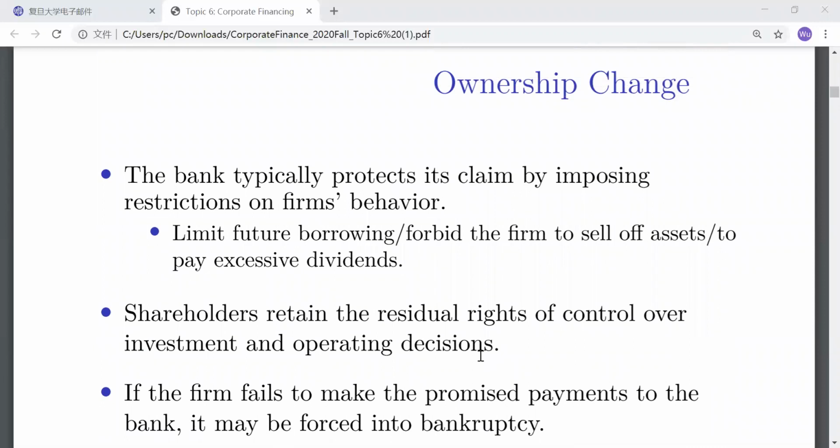The bank typically protects the claim. What is the claim? The claim is the claim to the company's cash flow in order to pay back the debt. The bank typically protects the claim by imposing restrictions on firms' behavior. For example, they will try to design provisions that limit future borrowing or forbid a firm to sell off assets to pay excessive dividends. And also shareholders retain the residual rights of control over investment and operating decisions.